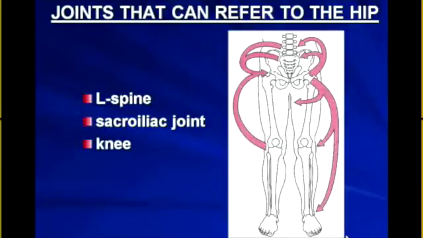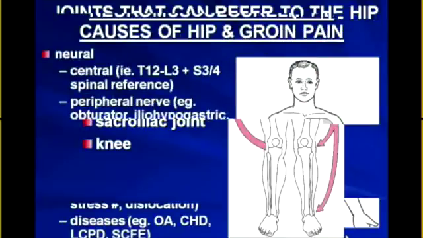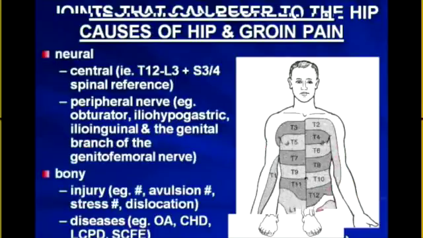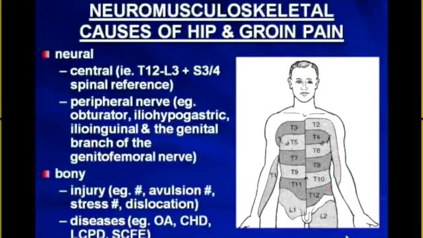So hip pain is a very common problem, but again, the hip pain is created by the SI movement, not by the hip. And similarly, the knee can refer to the hip, but it's the knee movements that therefore reproduce a patient's hip pain. There are also other neuromusculoskeletal causes of hip and groin pain.